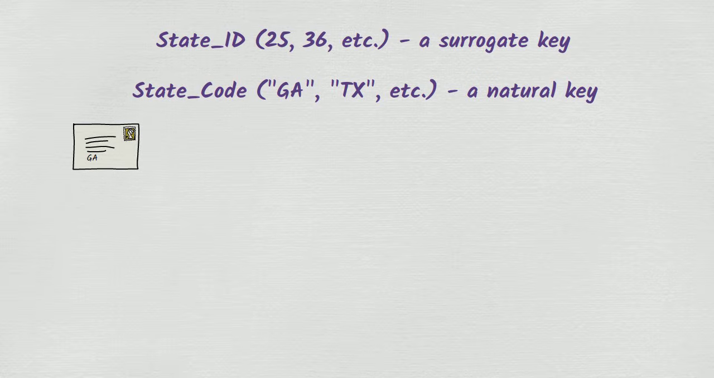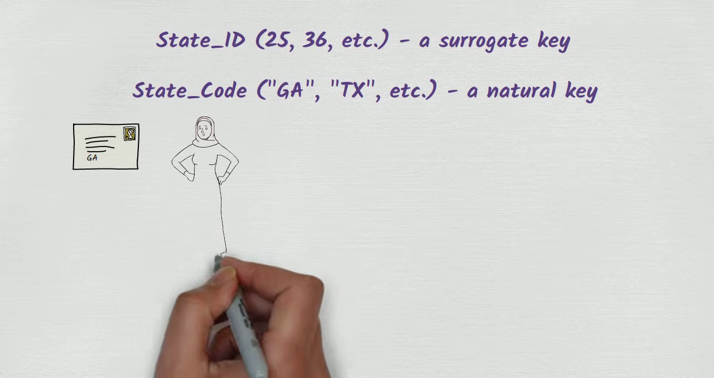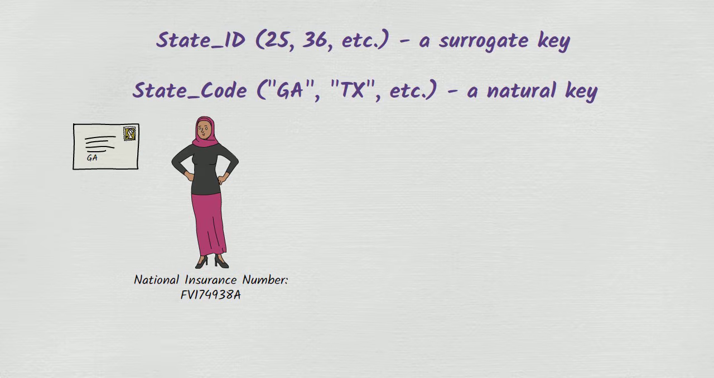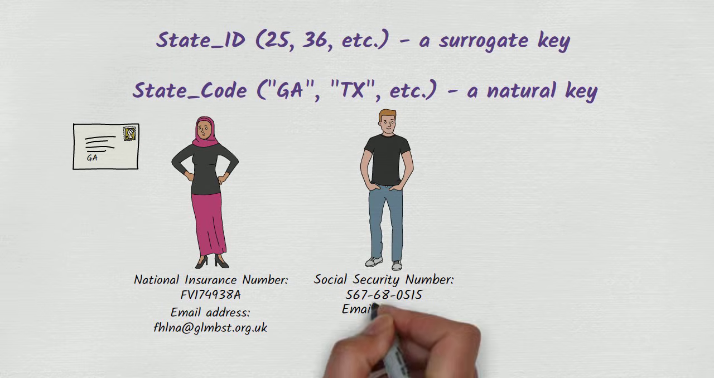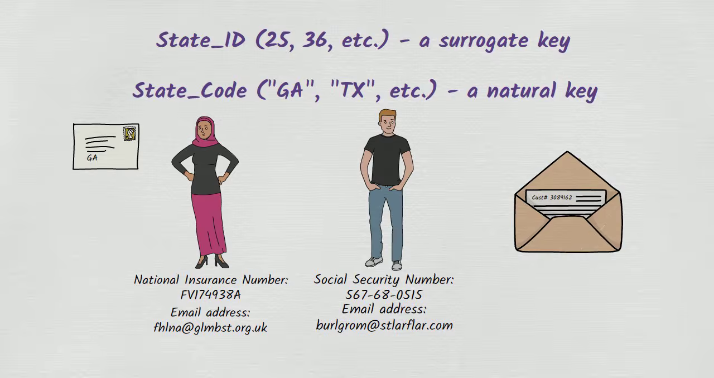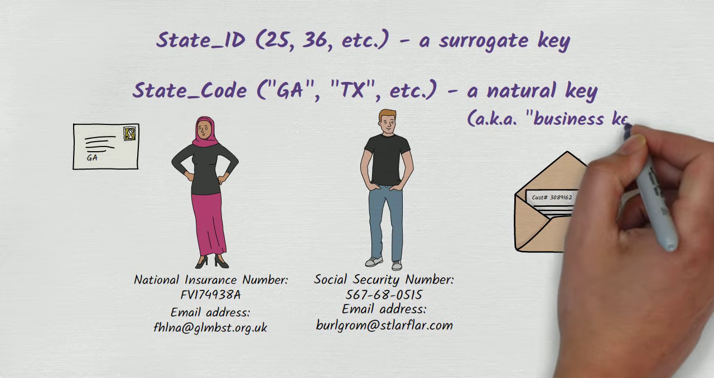Just as we can have a natural key representing a state, we can have a natural key representing a person. Many countries have some form of national ID, a national insurance number in the United Kingdom, for instance, or a social security number in the United States. These identifiers would qualify as natural keys. An email address is a natural key. If your insurance company sends you a letter which has your customer number at the top of it, this customer number is a natural key. And it's worth noting that natural keys are also sometimes known as business keys.